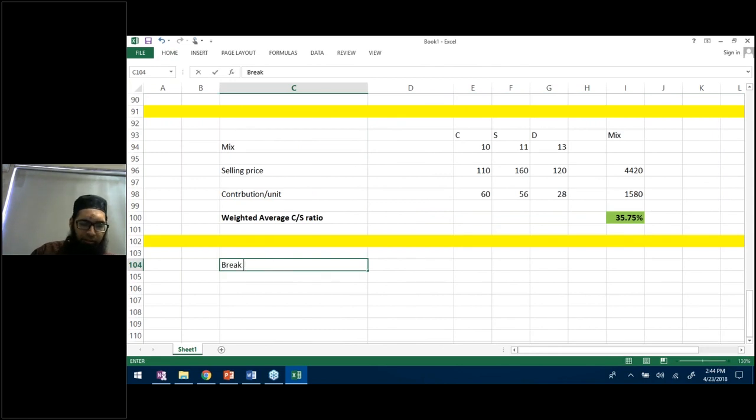The break-even point in sales revenue. Now, just for your knowledge, I don't need to write the formula of break-even point in sales revenue in the exam, but the formula to calculate the break-even point in sales revenue will be fixed cost divided by the weighted average CS ratio.